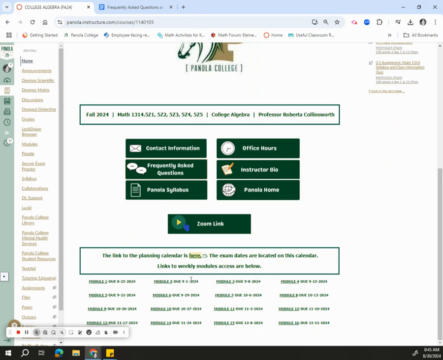Next, always work through the modules. The modules go in date order, and it gives the due date on the home page right here, and our due dates are on Sundays. The only thing that's not due on Sunday are the exams. So I'm going to click on Module 2. You can also get to the modules here.